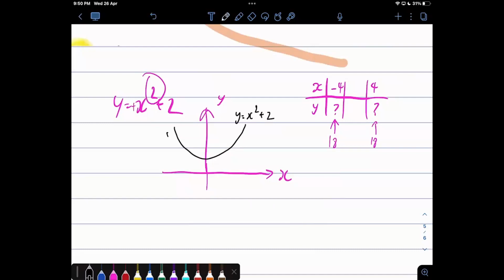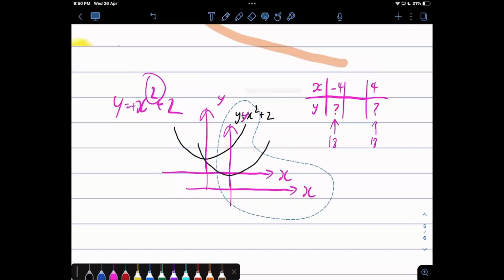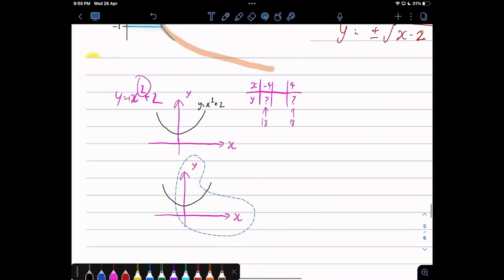Think of it like this. Y equals x squared is here at the bottom. Right or not? Y equals x squared plus 2, move 2 units up. Okay? Yeah, so anyways, y equals x squared plus 2. Let's focus on that. What do you notice if I do the following? Take a look.